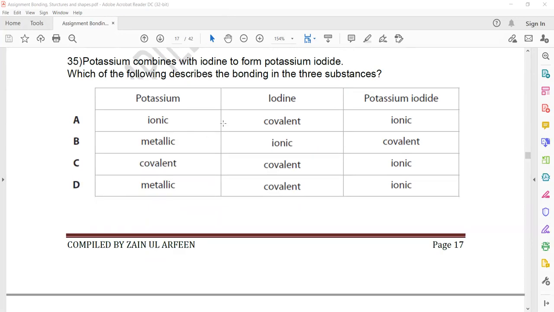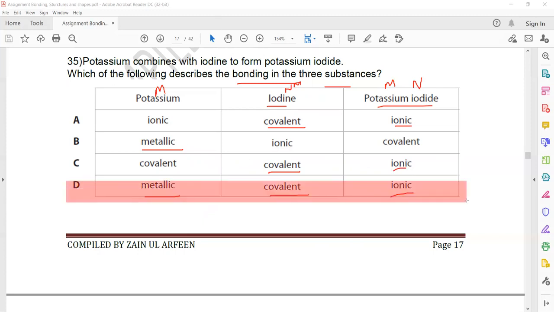For question 35, potassium combined with iodine to form potassium iodide. Which of the following describes the bonding in the 3 substances? Potassium is a metal, and metals will have metallic bonding. Iodine is a non-metal, and non-metal will have covalent bonding. And potassium iodide is a metal and non-metal. When metal and non-metal combine together, they will have ionic bonding. So all the results are correct, which matches option D.